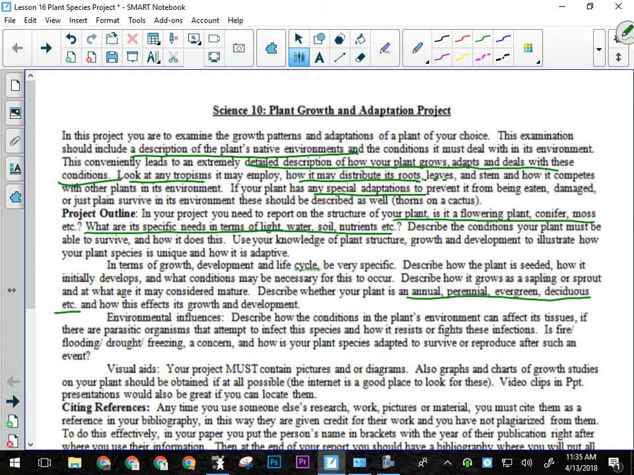Environmental influences, we talked about this already. What are the conditions in the plant's environment? How does it affect its tissues? Are there parasitic organisms that might try to infect it? How does it resist or fight those? Is fire, flooding, drought, freezing, etc. a concern? How is your plant adapted to survive or reproduce after those events?